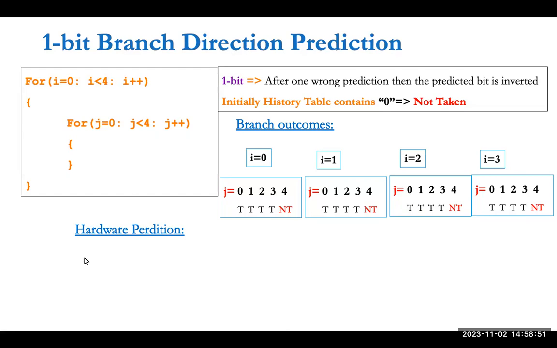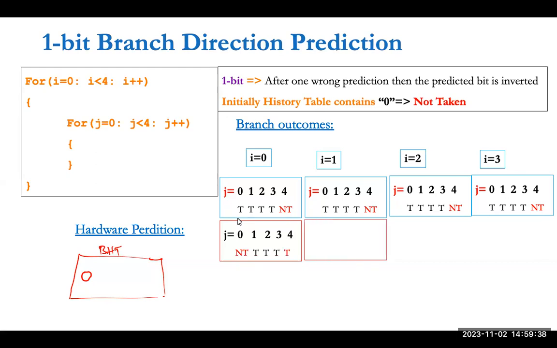Okay. So let us have a table here. In this table, for i equal to 0, the hardware prediction assumes, when it enters the inner loop, for j equal to 0, that the first time in 1-bit prediction it is not taken. The assumption in the branch history table is not taken, but actually it is taken. So there is one wrong prediction.